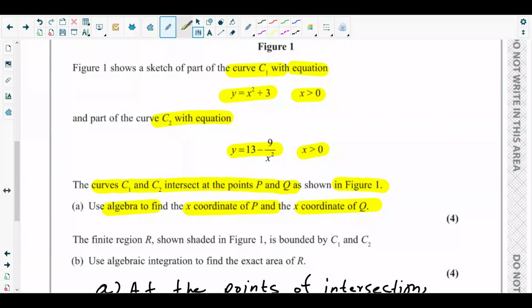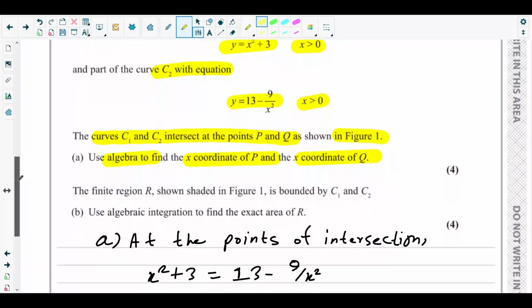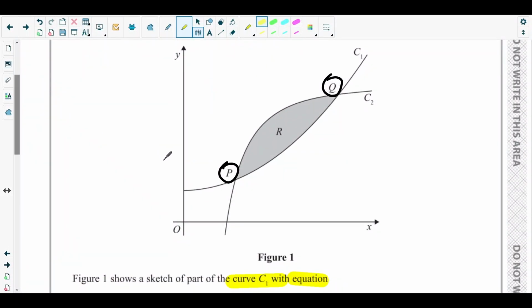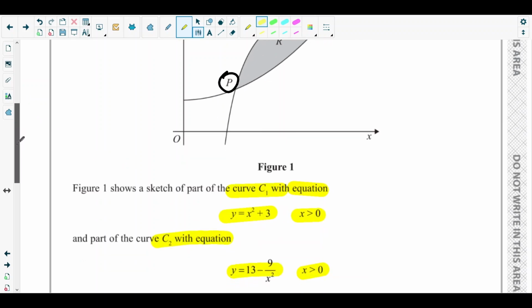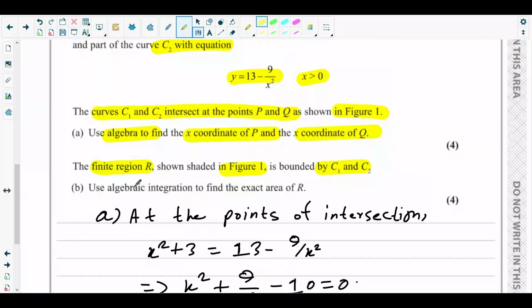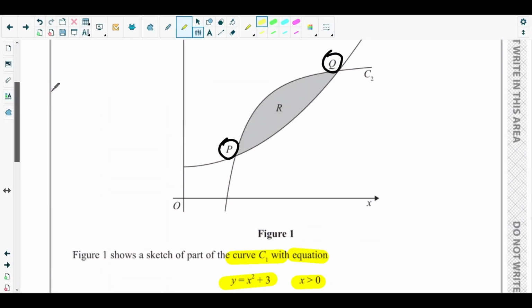Okay, next is part B. In part B, it's saying the finite region R shown shaded in figure 1 is bounded by curve C1 and C2. So you can see the region R is bounded by the two curves, isn't it? Now part B is asking to use algebraic integration to find the exact area of R. So we need to find out the exact area of region R.